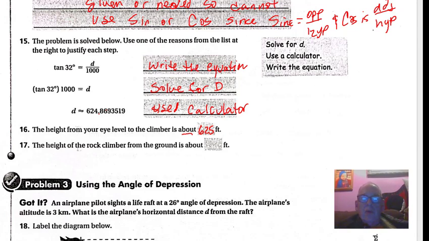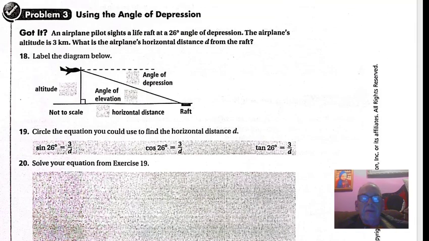The height of the rock climber from the ground then is 6 feet added onto this, so it's about 600. He's about 631 feet because you have to add 6 feet. Okay, let's look at problem 3 here. See if we got it.